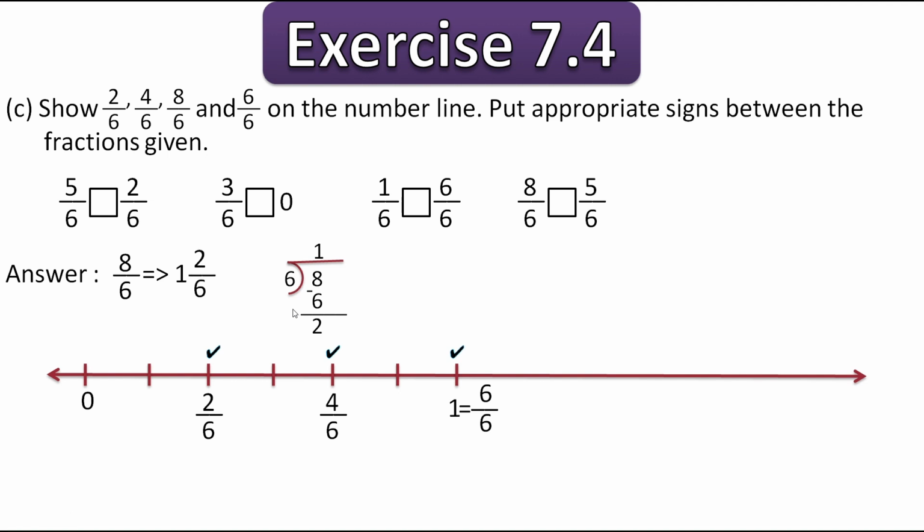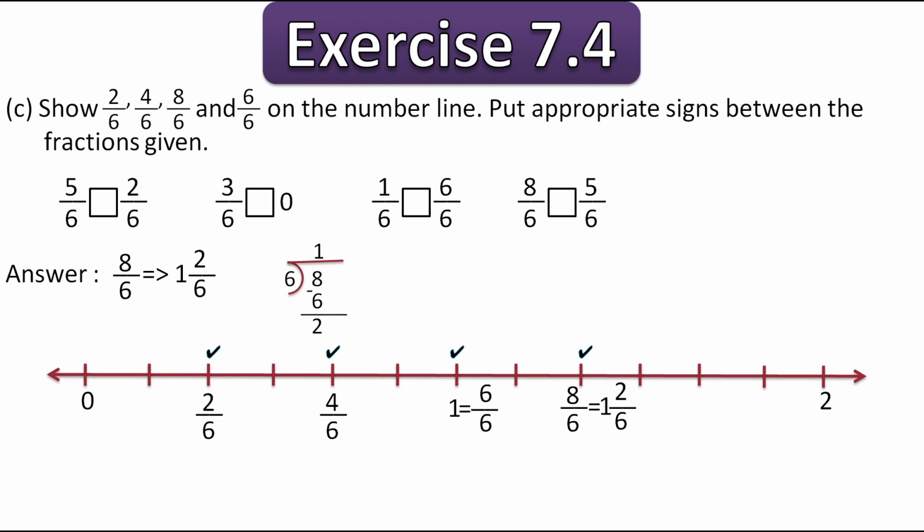Now as we got the whole number 1, it means this fraction lies between 1 and 2. Now again we have denominator as 6, so we have to make 6 parts. Now in these 6 parts, the second part we have to mark as 8 upon 6, or we can say 1 and 2 upon 6.